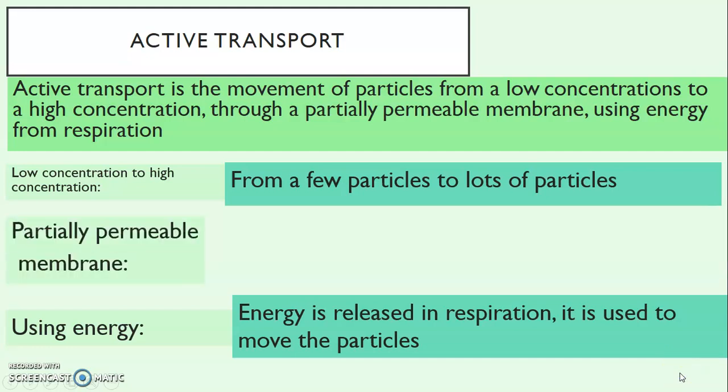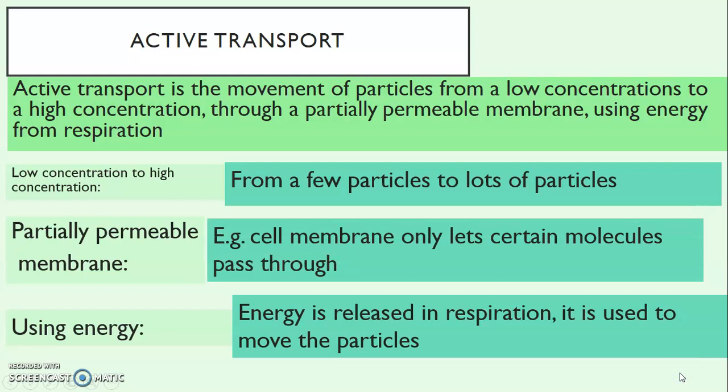So a partially permeable membrane is something like a cell membrane, but it will only let certain molecules pass through. And it tends to be to do with size, so larger molecules can't pass through. So what happens is this energy will be used to physically push these particles from this low to high concentration.